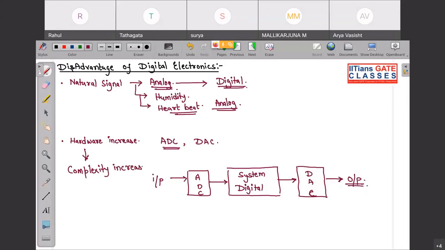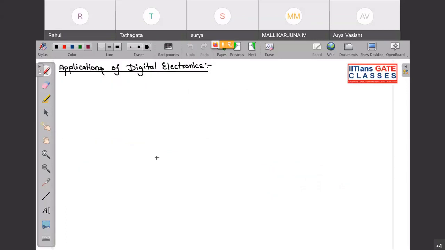Okay, complexity also increases. Fine. So these are the few disadvantages that I want to state. Now, application of digital electronics, there are a lot of applications. Communication, measurement, data processing, control system, digital information storage, anything. You can state n number of applications of digital electronics.